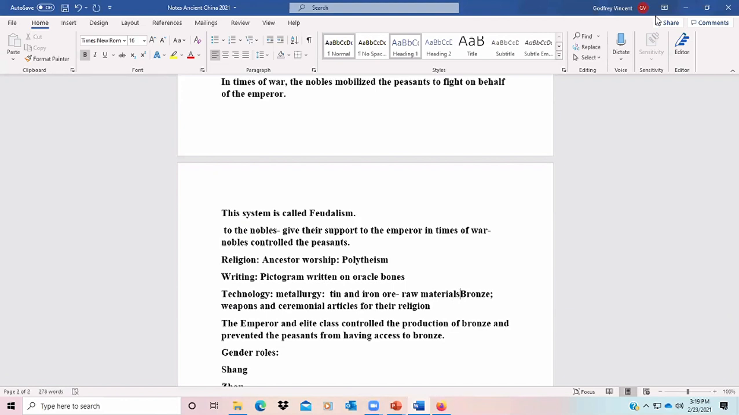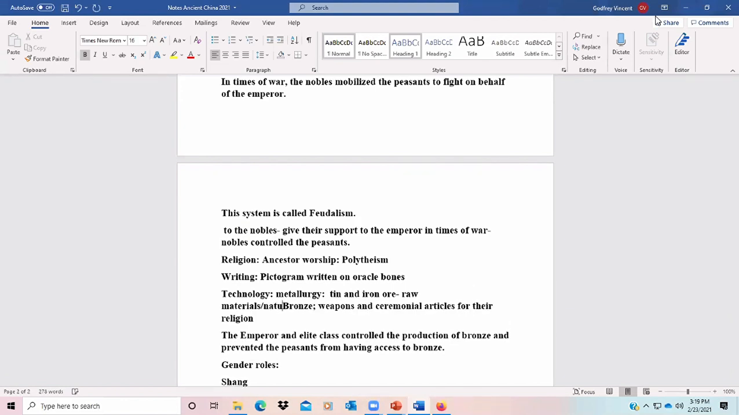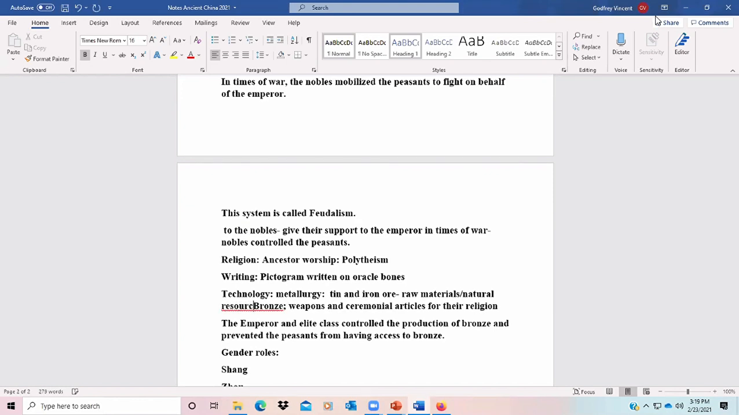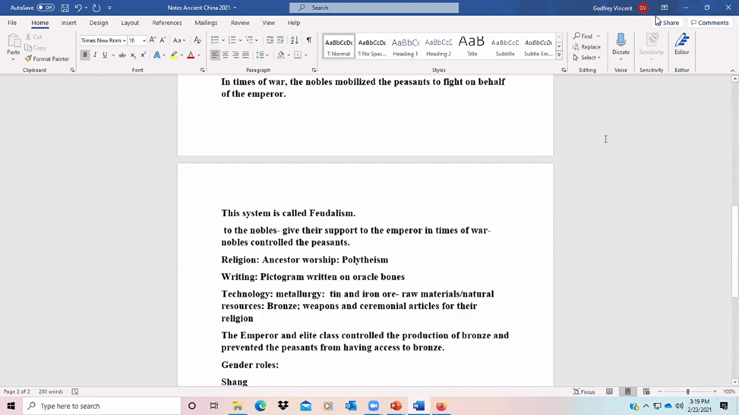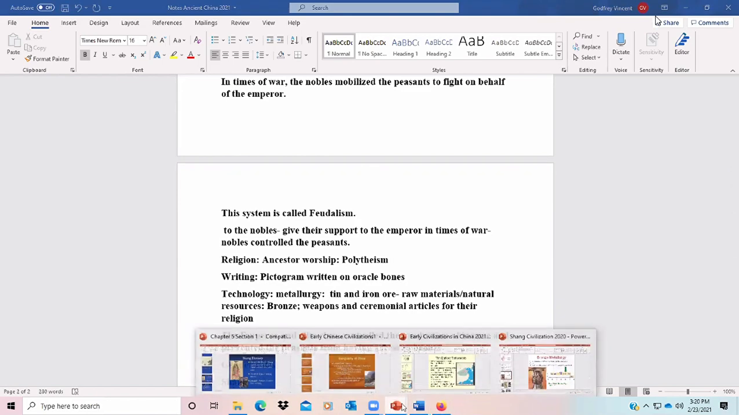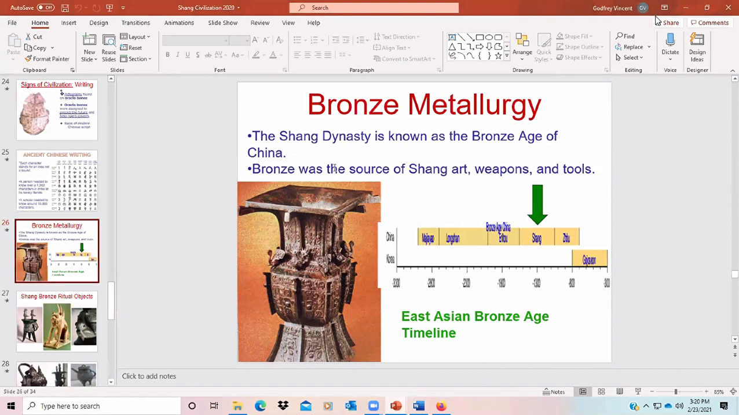Or we call them natural resources. And so we can turn tin and iron ore into bronze. And from bronze, we can make weapons and ceremonial artifacts for our religion. This is what the Chinese did. They turned, you see what they did? They turned bronze into art, weapons, and tools. So the Shang was in the Bronze Age.